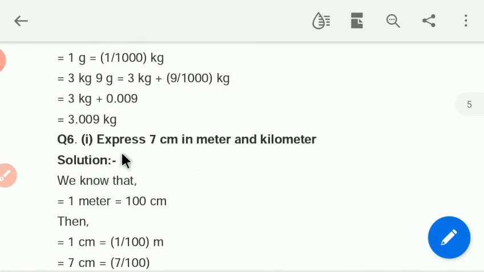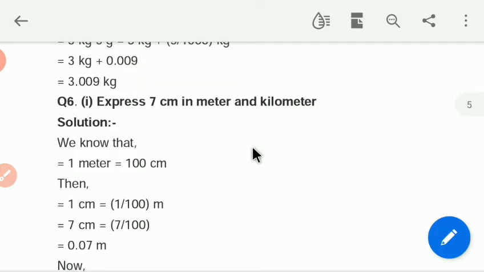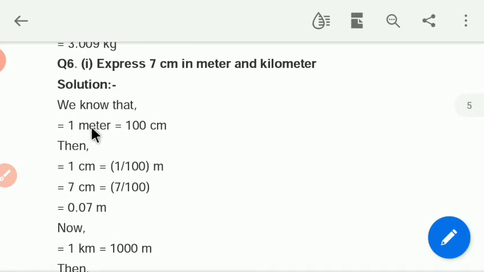Now question number 6. Express 7 centimeter in meter and kilometer. For solving this type of question, first you should know the conversion of unit, which unit is equal to which number. So we know that here it is given in centimeter, we have to change into meter and kilometer. So first we'll see the relation between centimeter and meter. We know that meter is greater than centimeter, and 1 meter is equal to how many centimeter? 100 centimeter. But here we have to change from centimeter to meter.